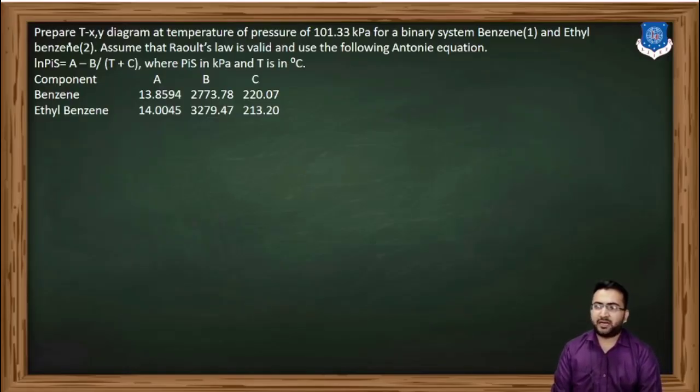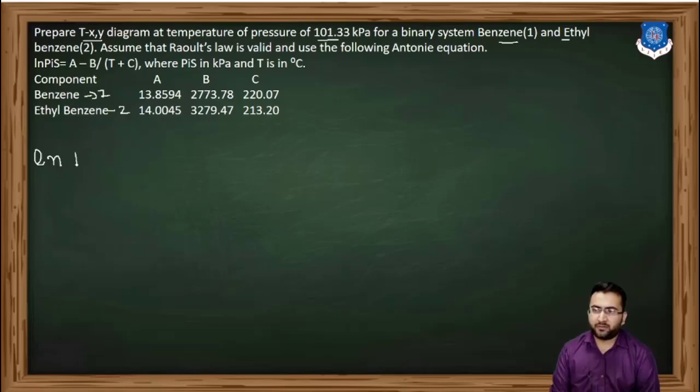The statement says: prepare the TXY diagram at a total pressure of 101.33 kilopascal for a binary system of benzene and ethyl benzene. Assume Raoult's law is valid, with the Antoine equations given. So let's first write the Antoine equation for component 1. Let's suppose benzene is our component 1 and ethyl benzene is our component 2.